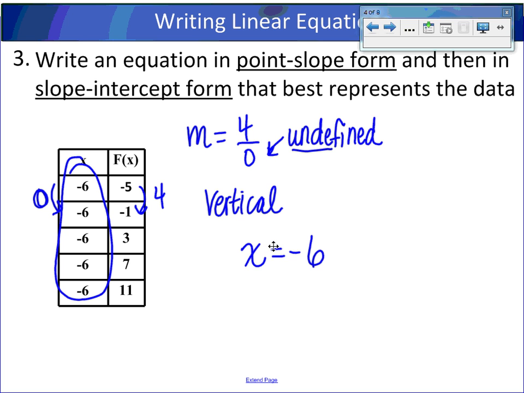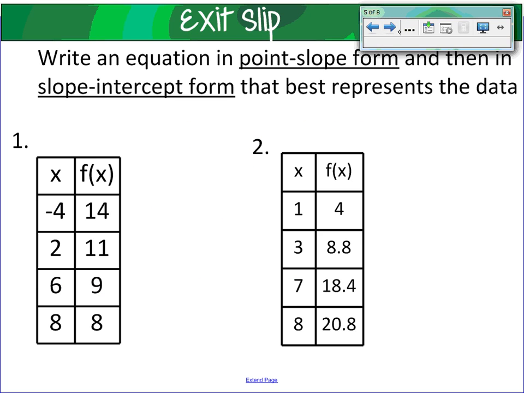Since this is a vertical line, we can't put it in the official point-slope form or the slope-intercept form. This is just all we've got. So this is our answer, x equals -6. Those are the easiest ones we've got so far. And of course, if the y values were all one number, we would have y equals that number.